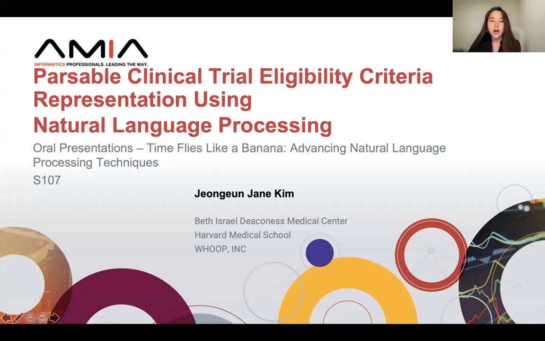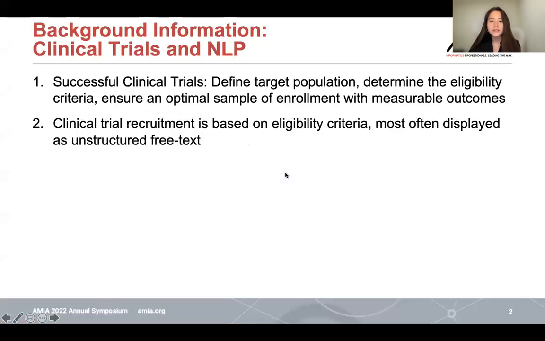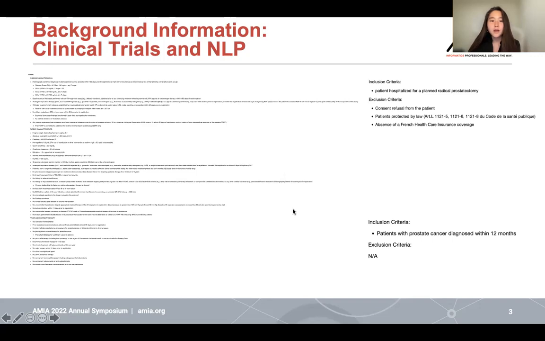Clinical trials offer an opportunity for better treatments to current or future patients and advance scientific research. For these clinical trials to be successful, defining the target population, determining the eligibility criteria, and ensuring an optimal sample of enrollment with measurable outcomes are necessary. Clinical trial recruitment is based on eligibility criteria, most often displayed in unstructured free text format. Currently, there are no requirements in the format, structure, or content of the eligibility criteria.